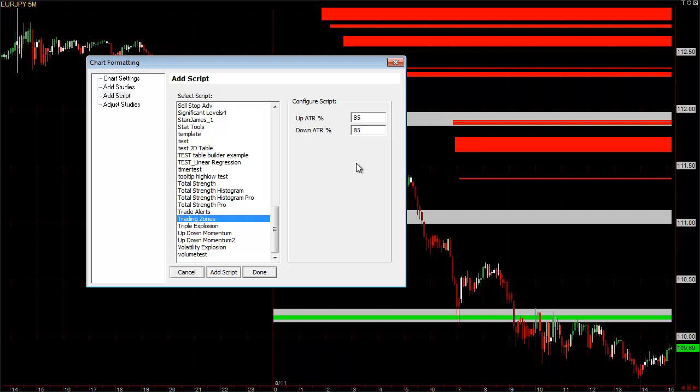What this means is we go back over the last 20 days and see how much each currency moves per day. Let's say, for example, this currency over the last 20 days averages 100 pips up and down per day. This would start showing likely reversal areas, 85 pips up and 85 pips down from the beginning of the day.